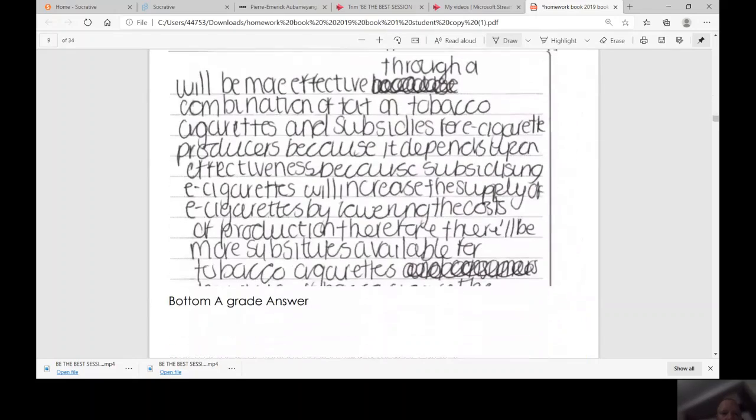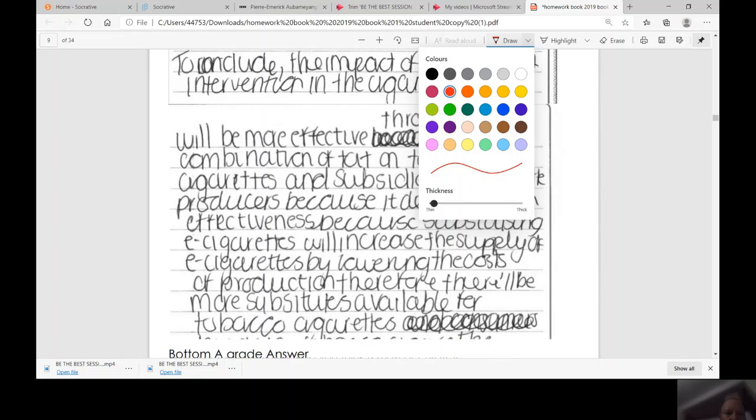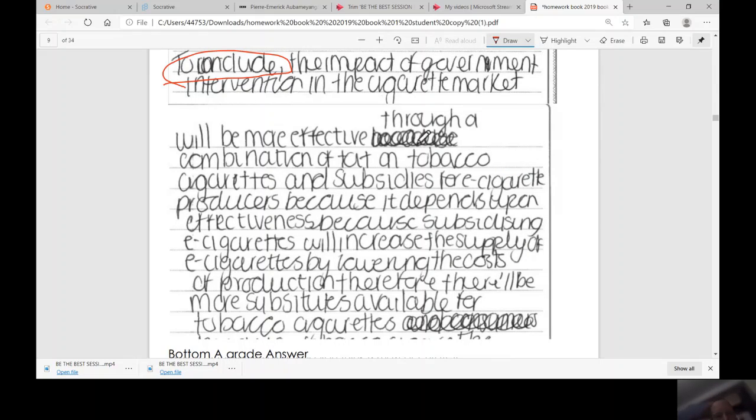If we look at the second essay, we've got a little section there which says to conclude. Well, that's kind of highlighting to the examiner, I'm going to make a conclusion here. The impact of government intervention in the cigarette market will be more effective through a combination of a tax on tobacco and subsidies. So while this question was around taxes, what the student offered was an alternative.